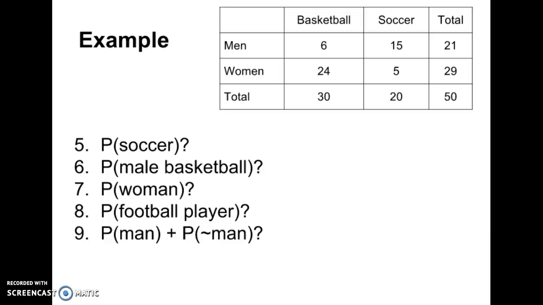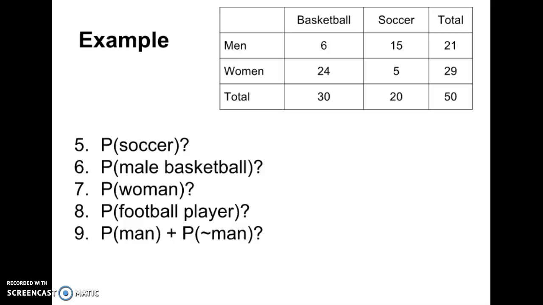Okay, so the first one says, what's the probability that somebody did soccer? Since it's a probability question, you can answer in one of two ways depending on how they ask it. You're either going to answer it as a fraction, or you're going to change that fraction to a decimal.